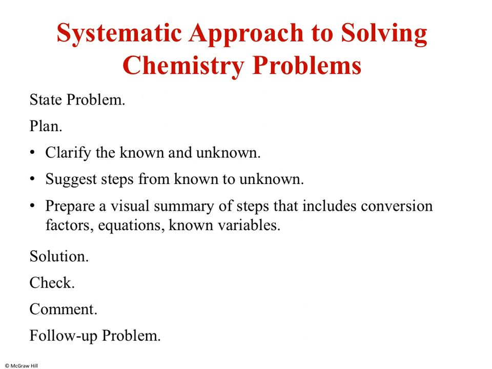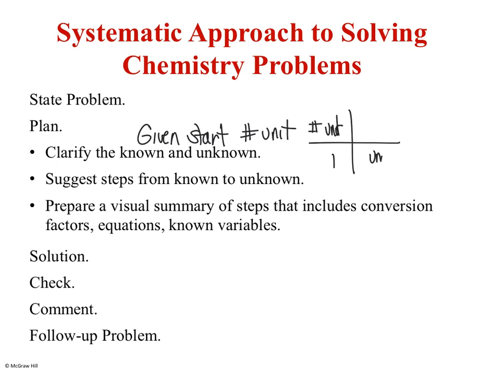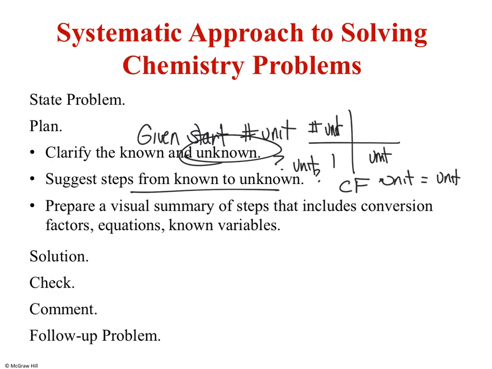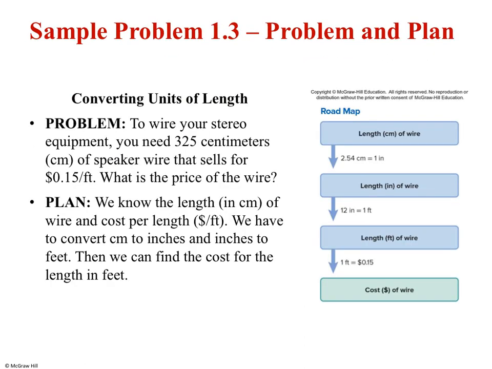So the plan is, when you clarify the known and the unknown, we call that the given. The given is where you start. It's going to be a number with a unit, and you put that over 1. That will be your number, and that unit will go here. Then the question is the unknown. You need to figure out what unit you need. What are you trying to get to? Then you need to come up with conversion factors. These are units that equal each other. And then you can figure the steps. Okay, so let's read the problem.